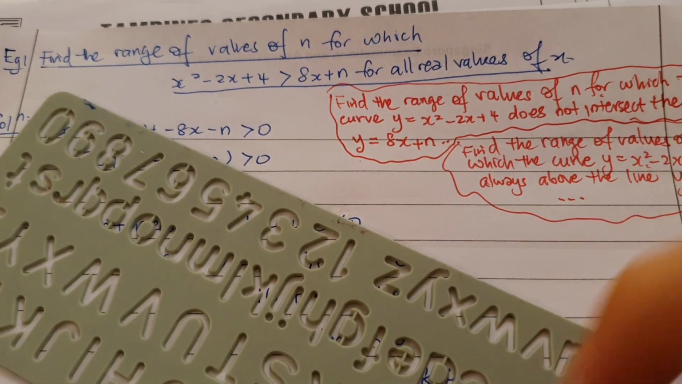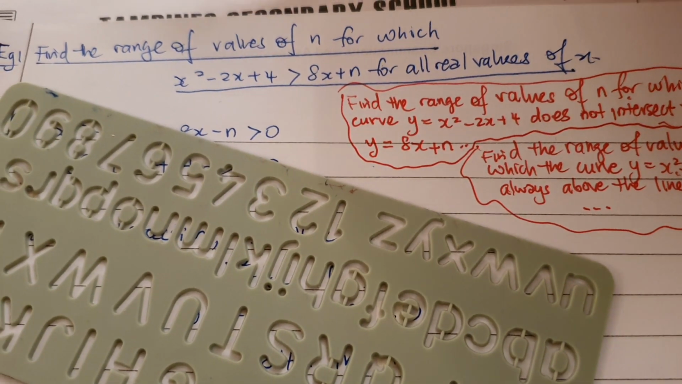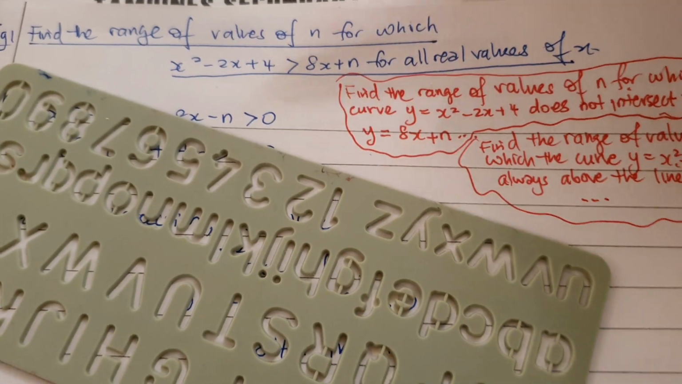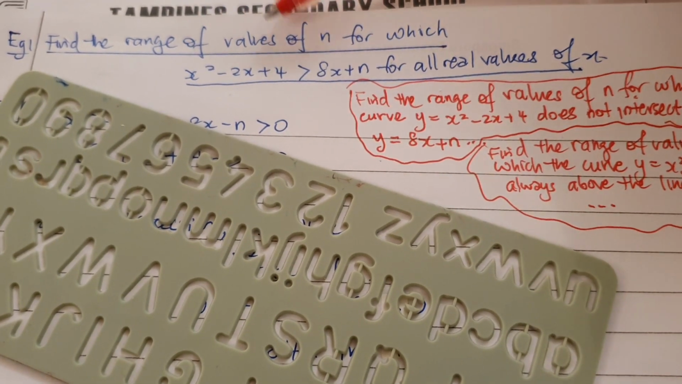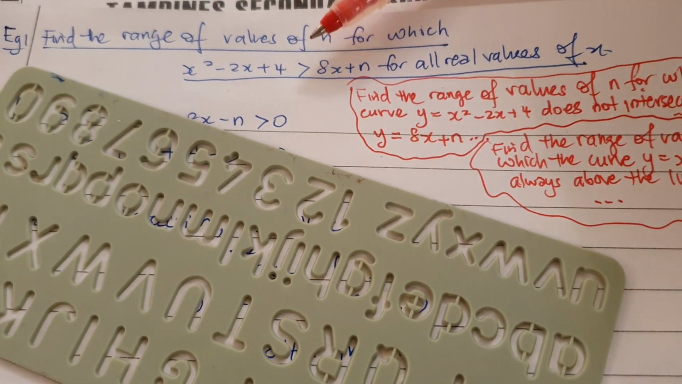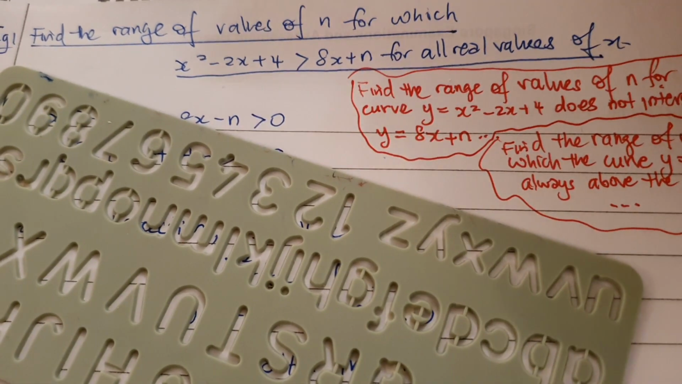Alright, let's take a look at this particular question. The question says, find the range of values of n. That means your final answer must have inequality signs because it's a range of values. It's not just one or two values, it's a range of values. So it must have an inequality sign. Okay? And what is the clue given to you?